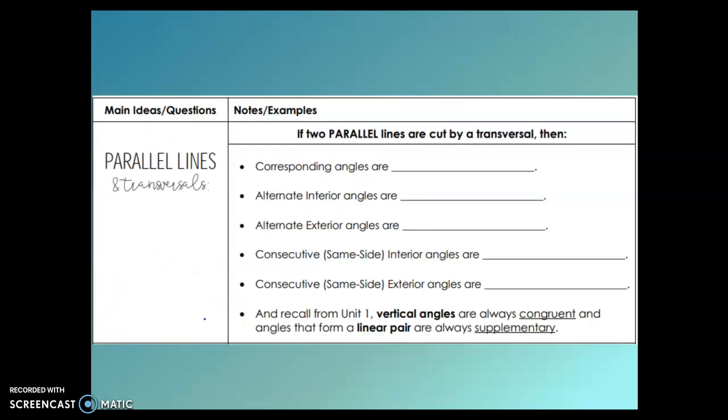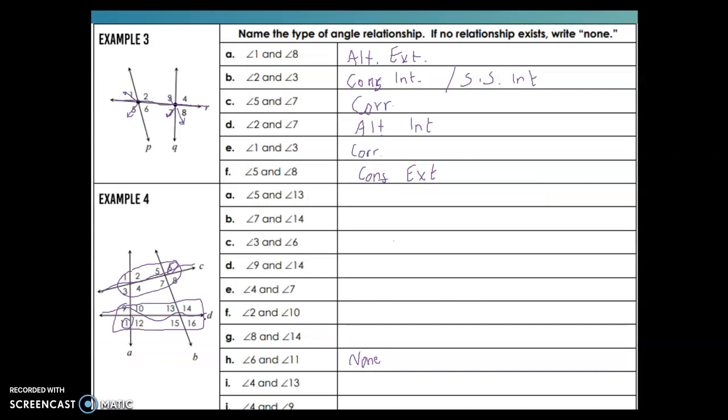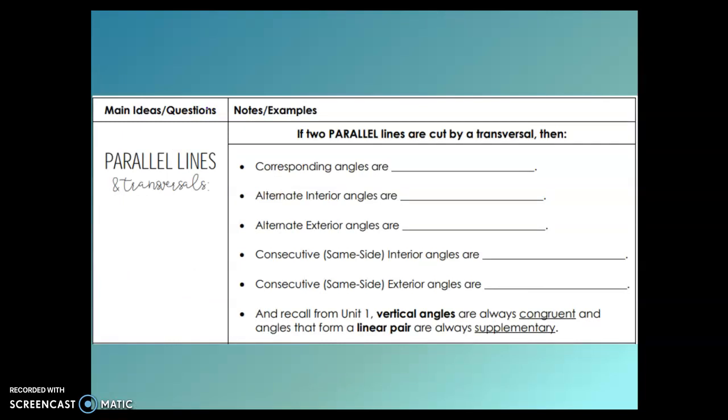All right, so we started off by talking about parallel lines as coplanar lines that never intersect. And then we introduced transversals, and these transversals were just cutting any old lines, right? P and Q are not parallel. They're just two lines being intersected by transversal R. Well, now we're going to take a look at what happens when parallel lines are cut by a transversal.